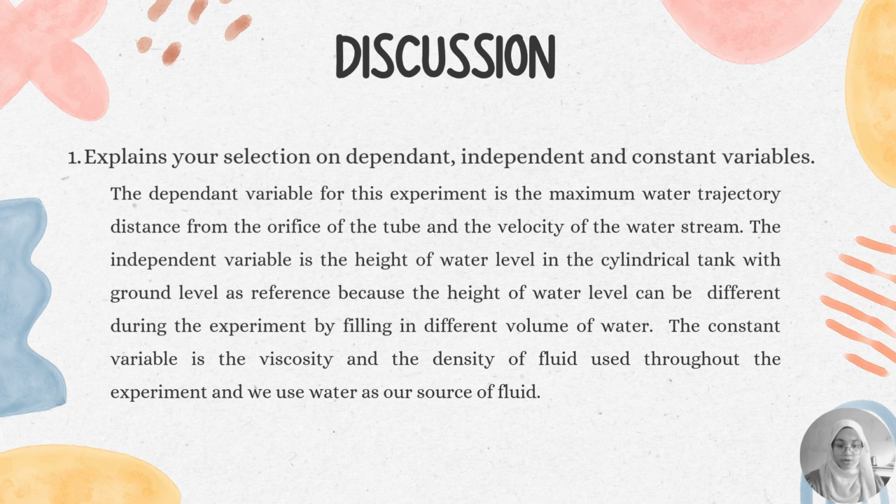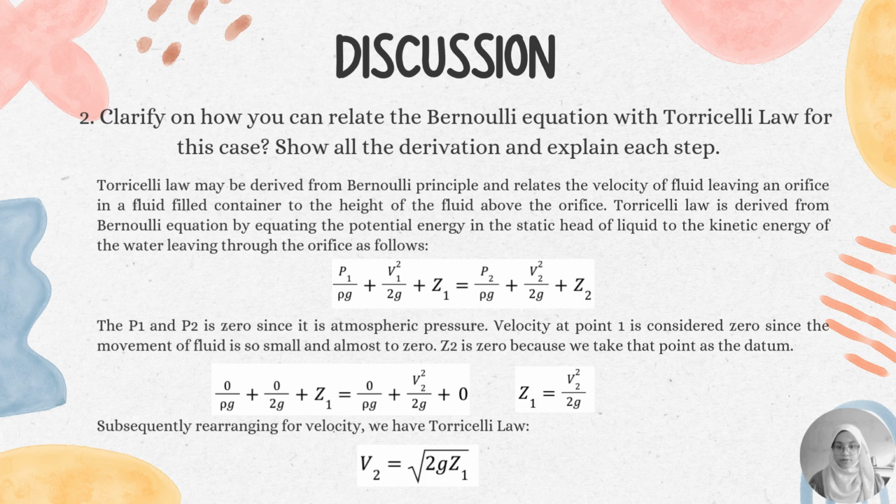and we use water as our source of fluid. For the second question, clarify how you can relate the Bernoulli equation with the Torricelli law for this case. Show all the derivation and explain each step. Torricelli law may be derived from Bernoulli principle and relates the velocity of fluid leaving an orifice in a fluid container to the head of the fluid above the orifice.